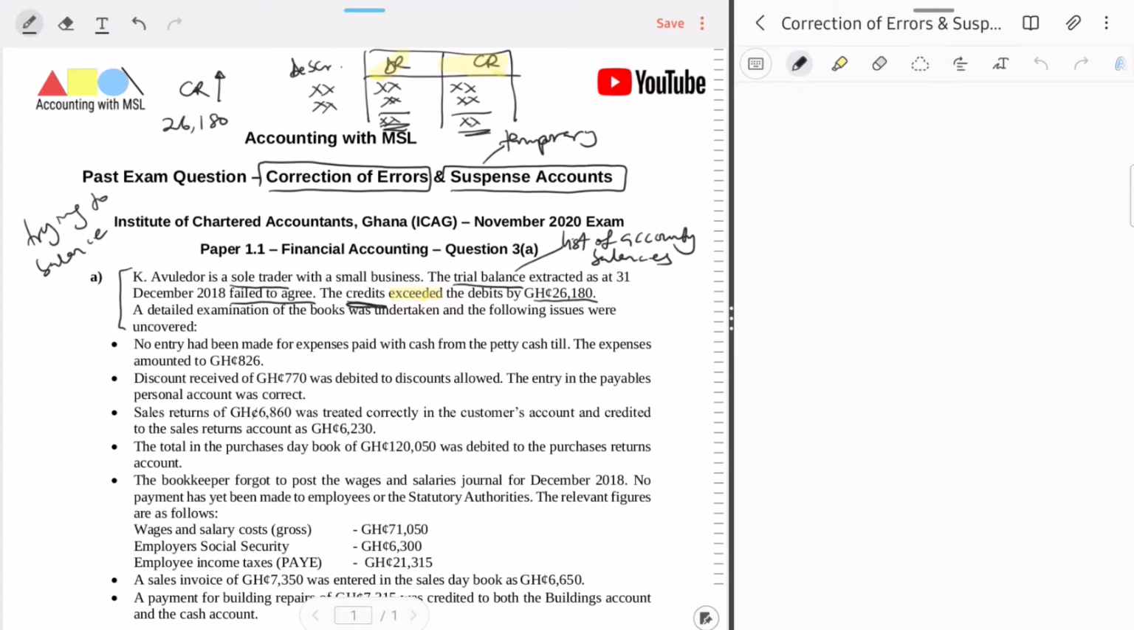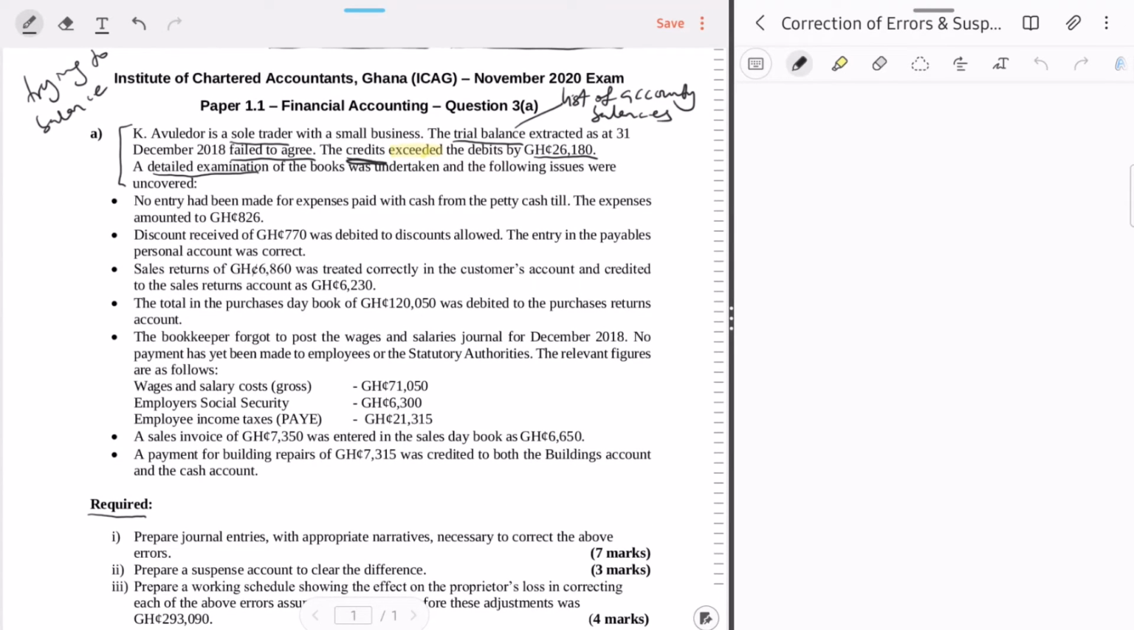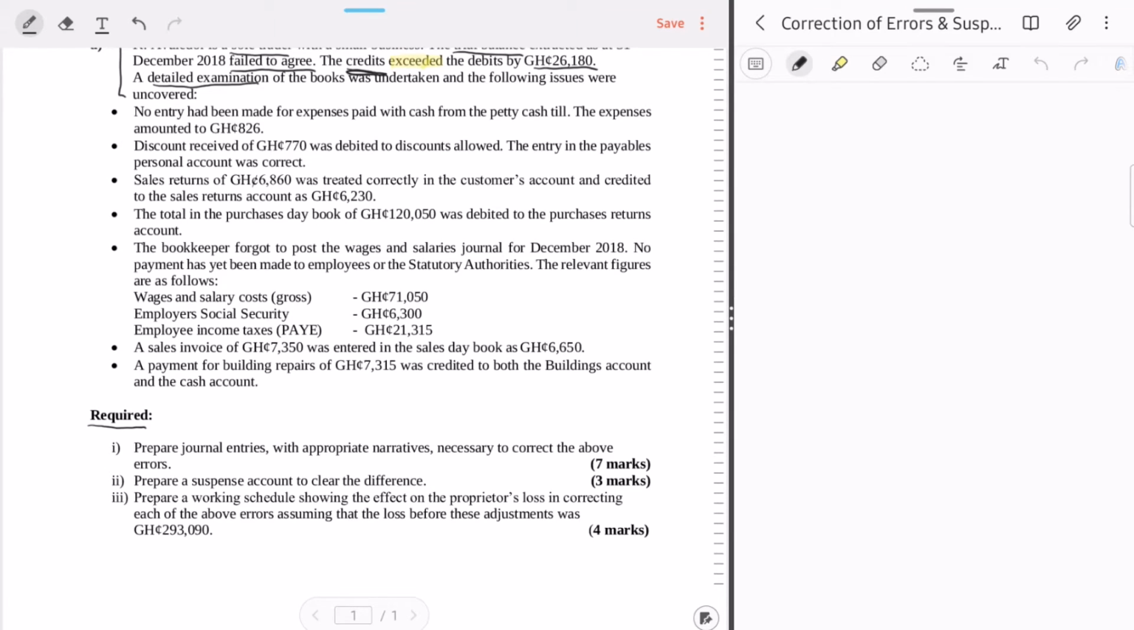They are saying a detailed examination of the books was undertaken and the following issues were uncovered. So we'll go through these bullet points, and by the time we are done, we would have attempted to correct all of these errors. What is required of us? First is to prepare journal entries with appropriate narratives necessary to correct the above errors.